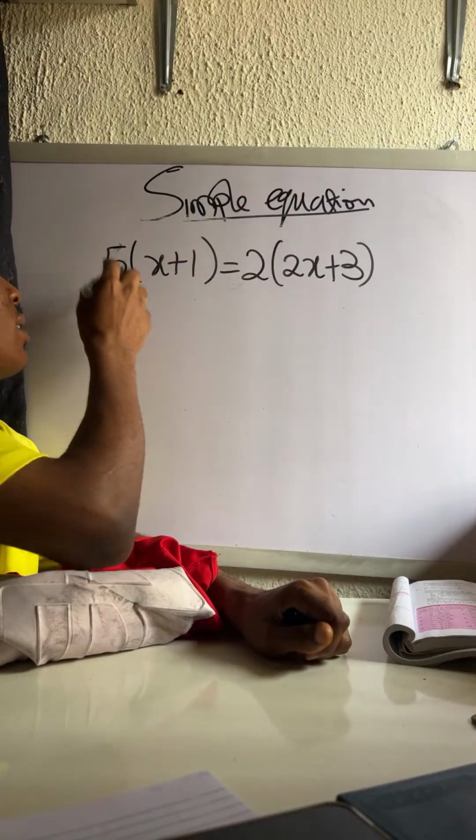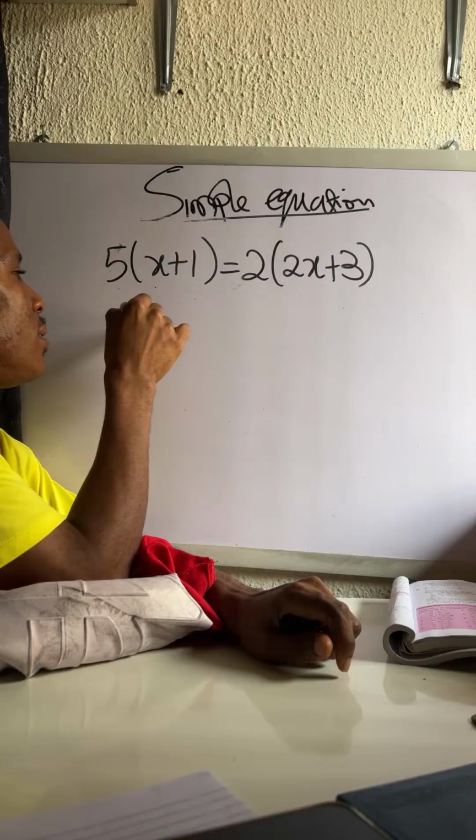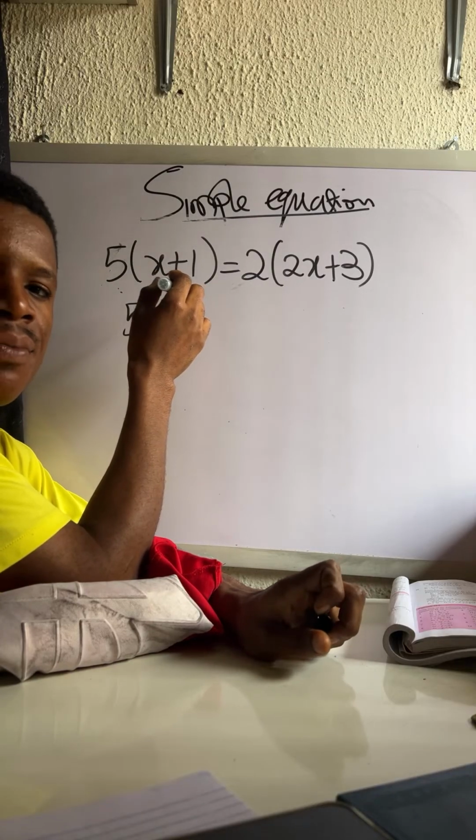So let's open the bracket. We have 5 times x is 5x. Then 5 times 1. What's 5 times 1?